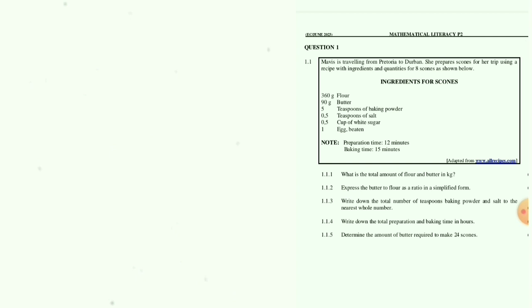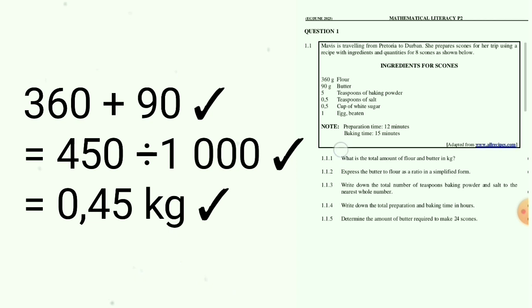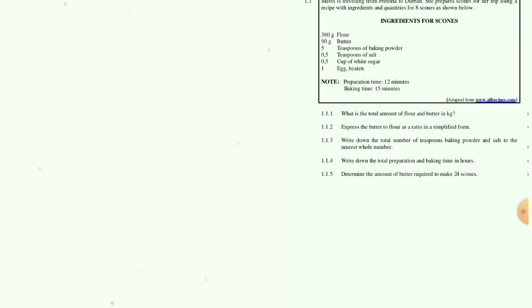Flour and butter. So what do we do? We have to first add the flour and butter. 360 plus 90 is equal to 450. Divide by 1000 to convert it into kg. Then the answer is 0.45 kg. I'm sure all of you will get this one right.